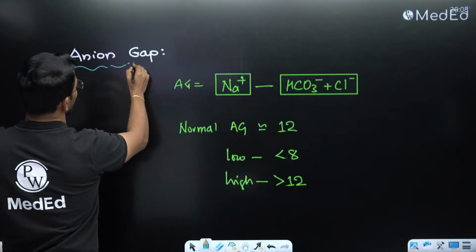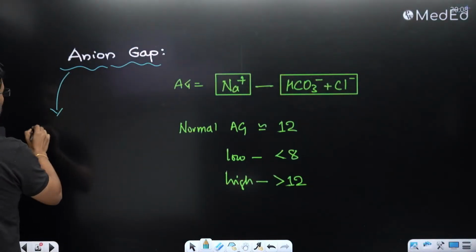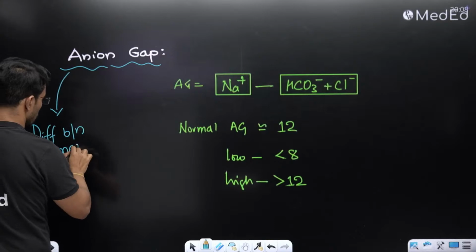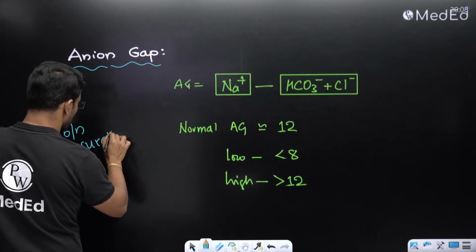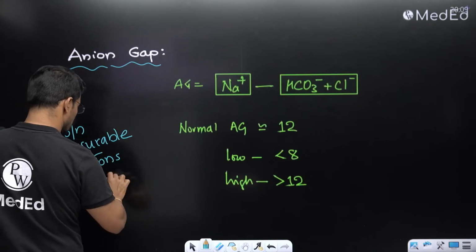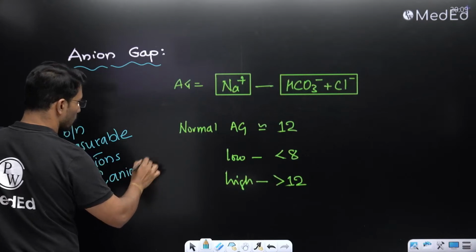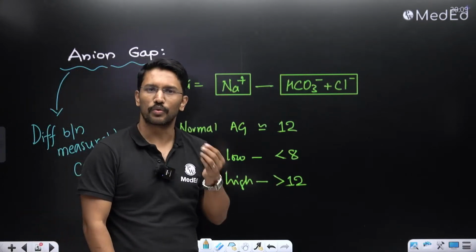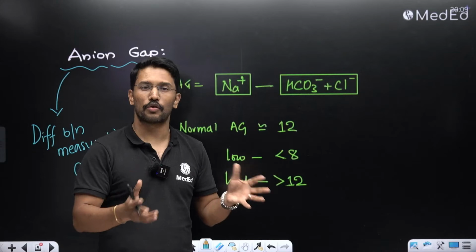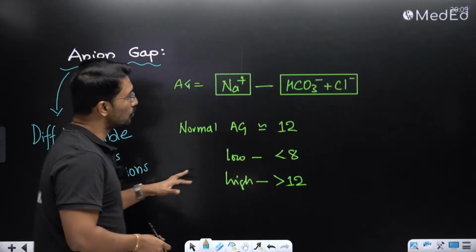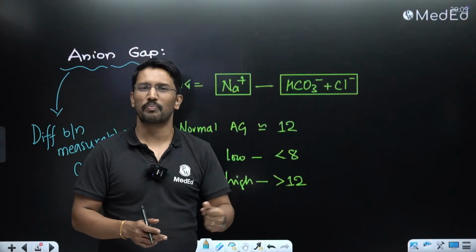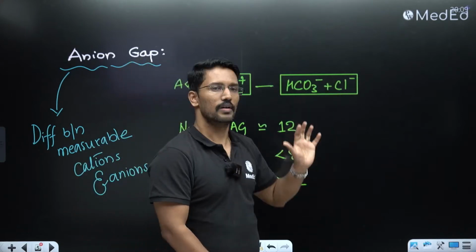Now, what is anion gap? Anion gap is nothing but the difference between measurable cations and anions. Normally, what are the cations that we measure? We measure sodium and potassium. Other than that, yes, we have magnesium and calcium. Plenty of cations. Then what are the usually measured anions? Chloride and bicarbonate. Apart from that, you have phosphate and sulfates. Those are all anions, but they are not usually measured.